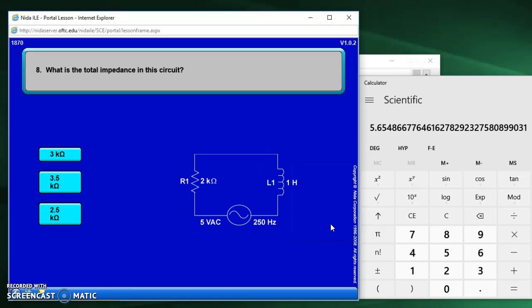All right. So now it's asking for total impedance of this circuit. Now we've got to do a couple of things. We first have to find the X of L of our coil. So we have to find 2 pi FL of that. So X of L, I hadn't really been writing this as X of L, but that's really what it is. X of L equals 2 pi FL.